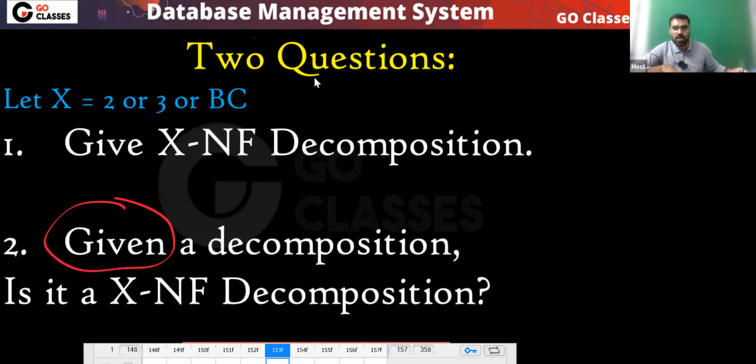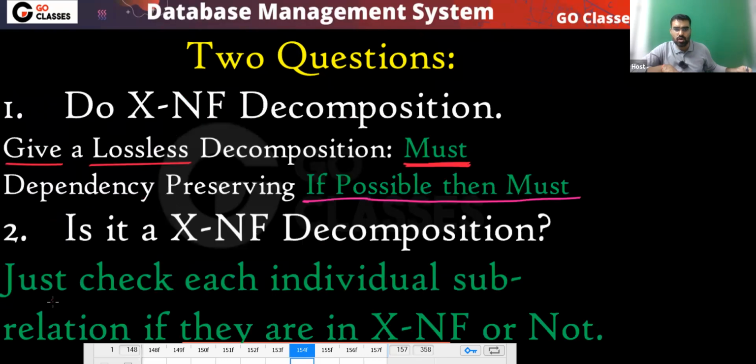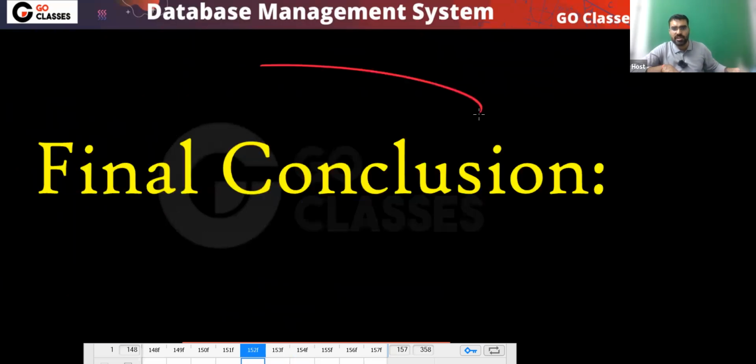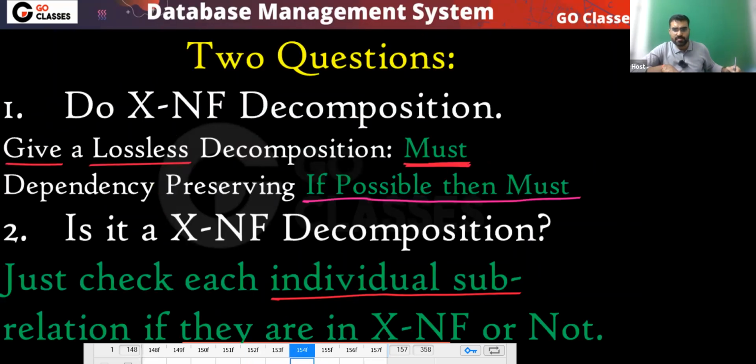In this situation, you will only check the individual tables, right? Yes or no? You just check whether each table is in XNF or not. This is the final conclusion that we have seen. Is this clear to everyone? Is there any confusion?